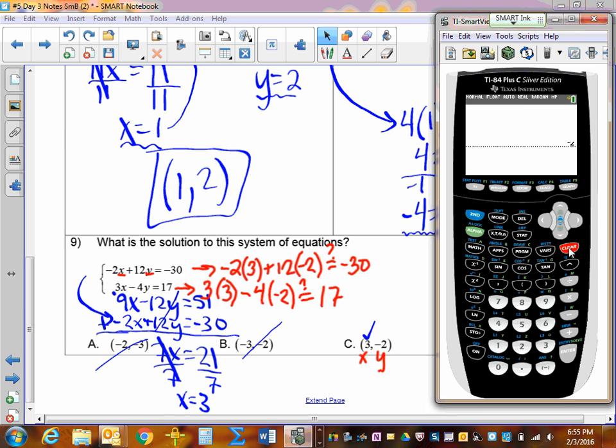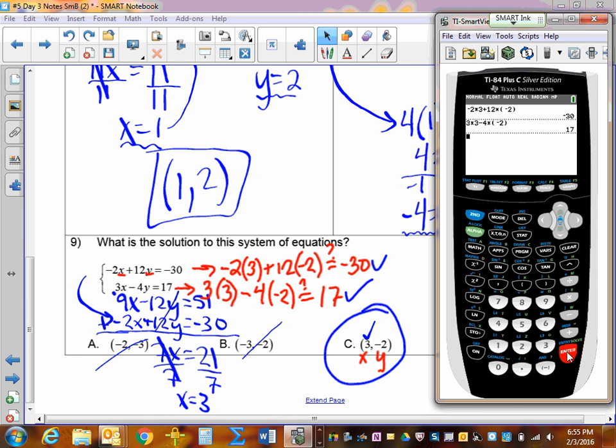Alright, so let's go ahead and do this on our calculator. So negative 2 times 3 plus 12 times, parentheses, negative 2. And indeed that equals negative 30, so it worked for that first one. Let's check our second equation. 3 times 3 minus 4 times, parentheses, negative 2. And does that equal negative 17? Oh, sorry, positive 17. It does, indeed it does. So it works for both equations, so we know that is indeed the solution.